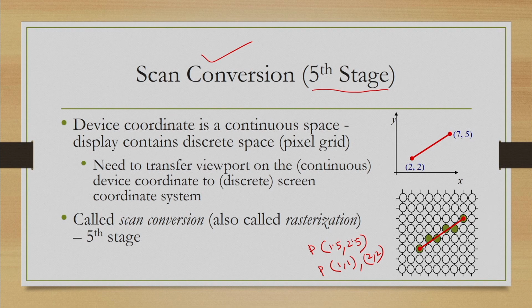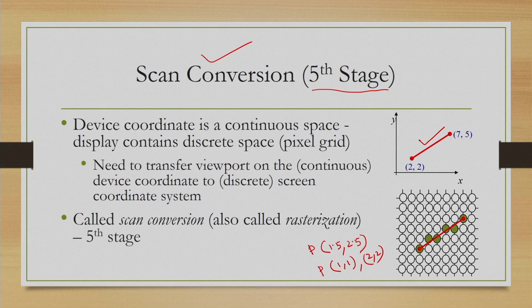So, if we get a vertex in our image located at 1.5, 2.5, then we must map it to these integer coordinates. That stage where we perform this mapping is called the scan conversion stage, which is the fifth and final stage of the pipeline.